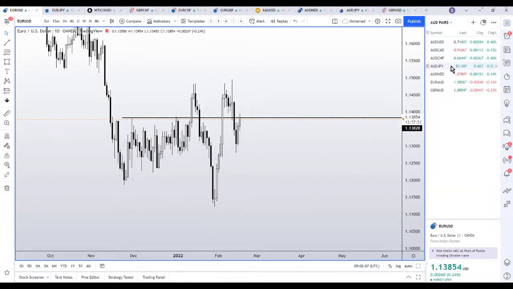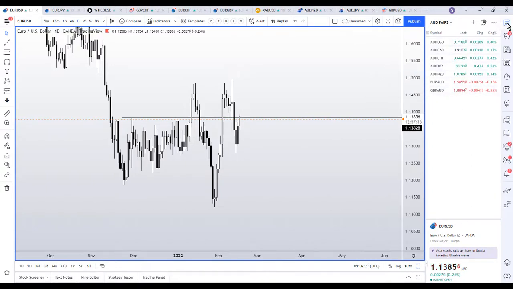Let me just show you the Aussie pairs. Where Aussie is the base, or the first part of the currency pair, you can see they're all up on the day. Where it's the second part, they're all down on the day, meaning that the Aussie is stronger than the euro, Aussie is stronger than the pound. But will that last? Well, that remains to be seen.